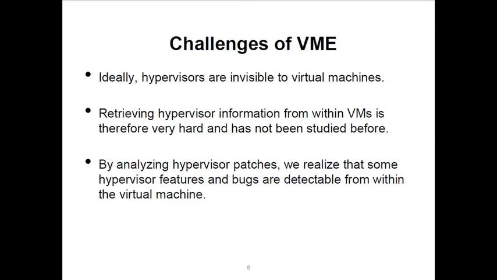The challenge of this project is that ideally hypervisors should be invisible to virtual machines. Virtual machines are not supposed to see hypervisors. So retrieving hypervisor information from virtual machines is really hard and has not been comprehensively studied before. In this project, by analyzing KVM patches, we observed that some hypervisor features and some hypervisor bugs can be detected from within the virtual machine.